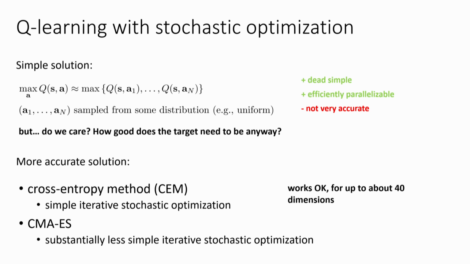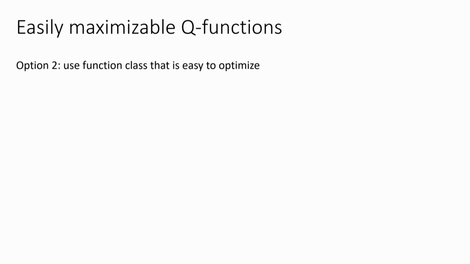Okay, and this kind of stuff tends to work okay for dimensions of about, let's say, 30 to 40. If you have actions that are higher dimensional than 40, maybe this is not such a great idea. There's another way to do it, option 2, which is to use function classes that are themselves easy to optimize.